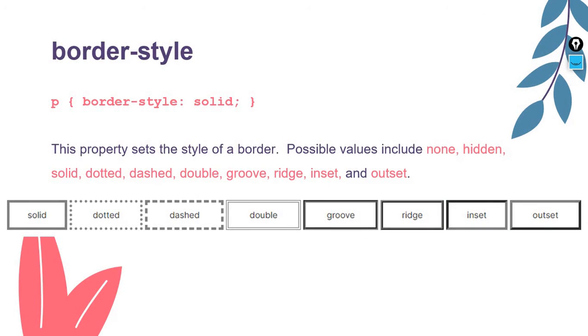The difference between none and hidden has to do with the sizing and positioning of the element. An item with a hidden border is positioned as if it had a border, but the border is not drawn. Whereas with border style none, no space is allocated for the border at all.